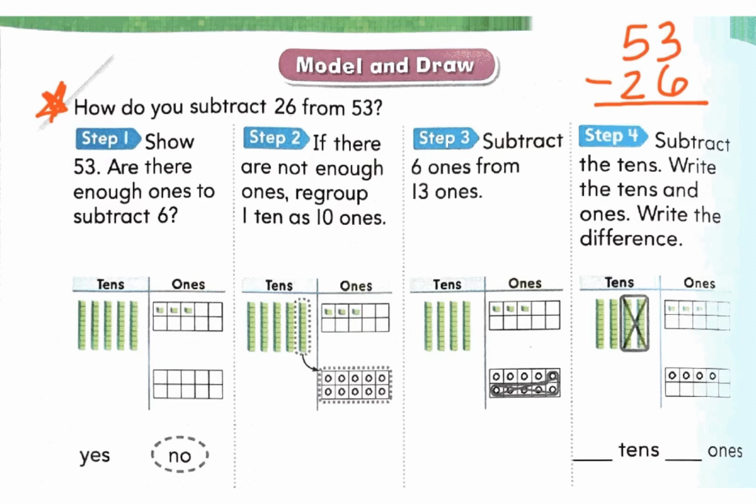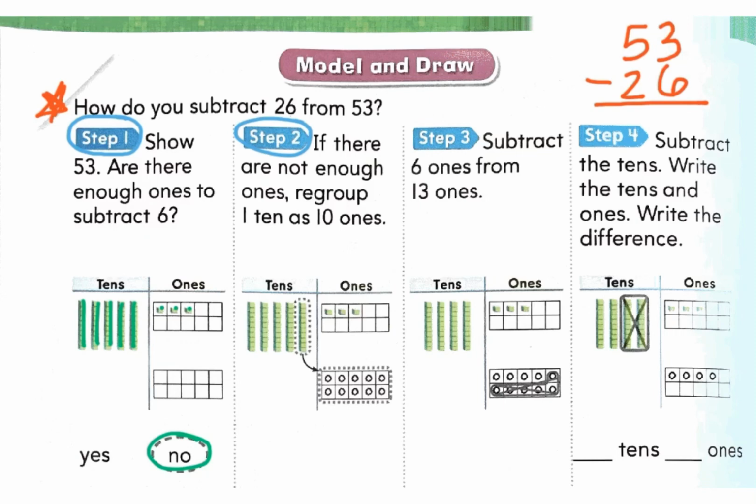Okay? So, everyone look at step 1. Show 53. They already did it for you by drawing the tens. You see? 10, 20, 30, 40, 50, 1, 2, 3. Are there enough ones to subtract 6? No, there are only 3 ones. Good.